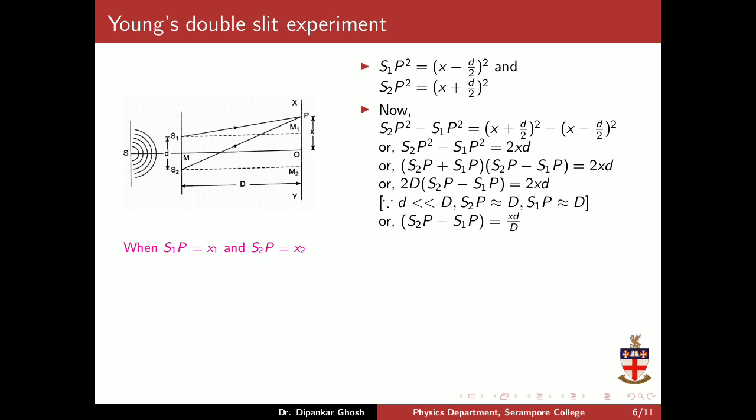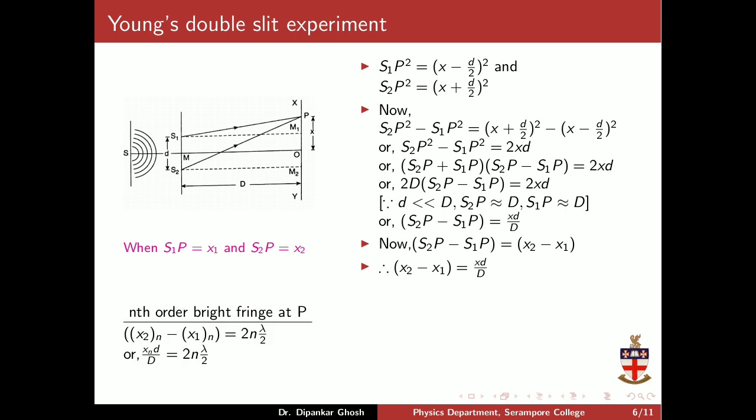Remember, though x2 and x1 are denoted to give the distance of the arbitrary point from the two virtual sources, small x is basically giving the distance of any arbitrary point from the center of the interference fringe. So we have finally x2 minus x1 is equal to small x small d by capital D. Now, what happens if we are considering an nth order bright fringe at P? We have x2n minus x1n is equal to 2n lambda by 2. So we have xn small d by capital D is equal to 2n lambda by 2.